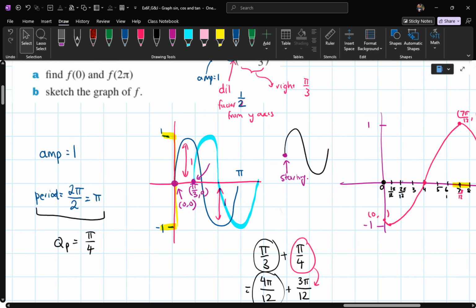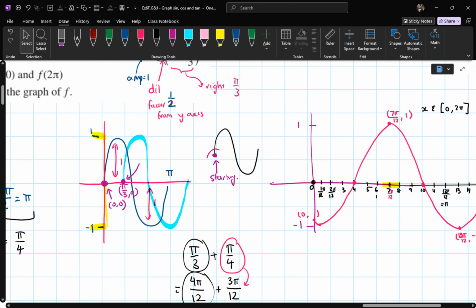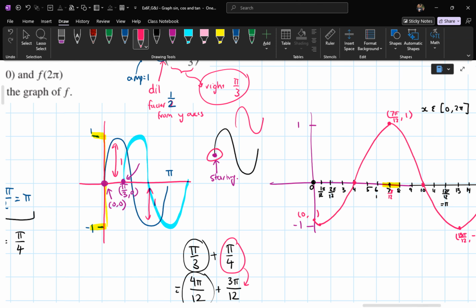And all I did was I found the starting point. So how did I find the starting point? I knew the shape of a sine graph, and I read the transformation and said moved to the right by pi on 3. So I knew the starting point was at pi on 3, 0. So I knew this was the starting point.